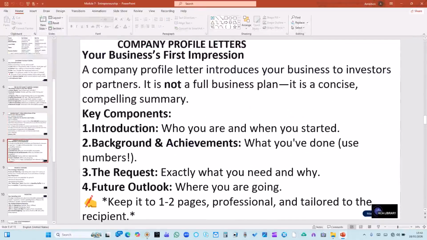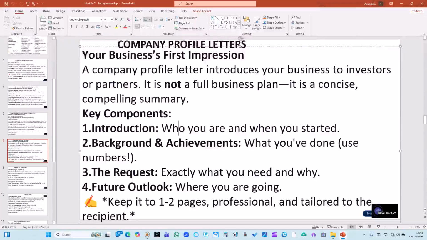Having known that, let us look at the company profile letter. That is your business first impression. A company profile letter introduces your business to investors or partners. It is not a full business plan. It is a concise and compelling summary. The key components of a company profile letter include: one, introduction. Here you introduce who you are and when you started your business. Number two component is background and your achievements.